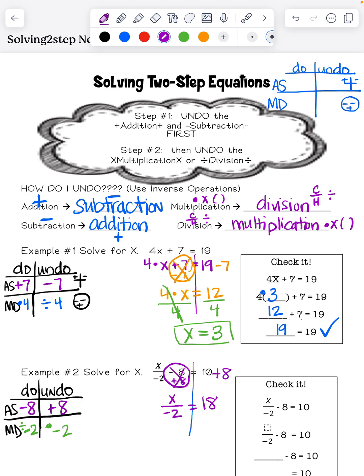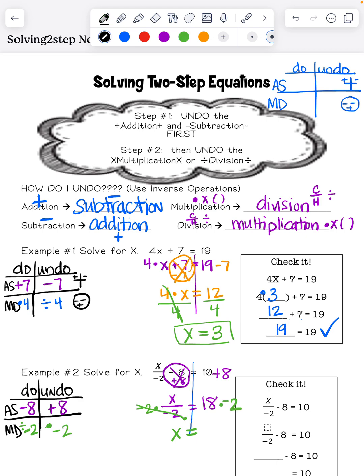All right, I'm still not done because x is not alone, so I'm going to get rid of my division now. I've got to get rid of that division. So what is the opposite of dividing? Well, we said that was multiplying. So I'm going to multiply by negative 2, and those cancel each other out. And now all that's left is x. And over here, I'm going to multiply by negative 2.